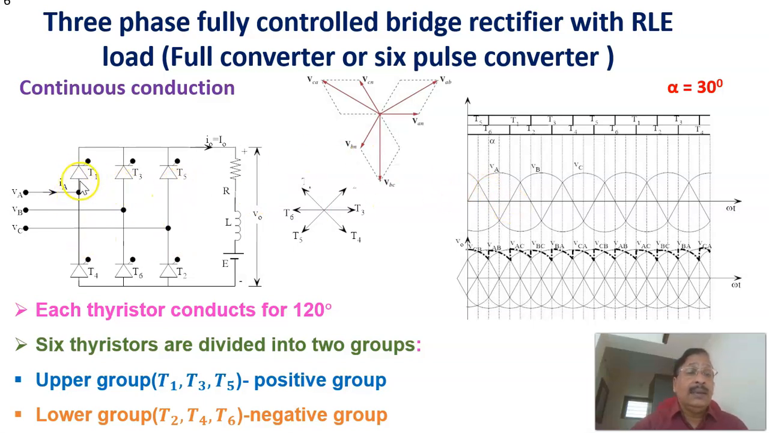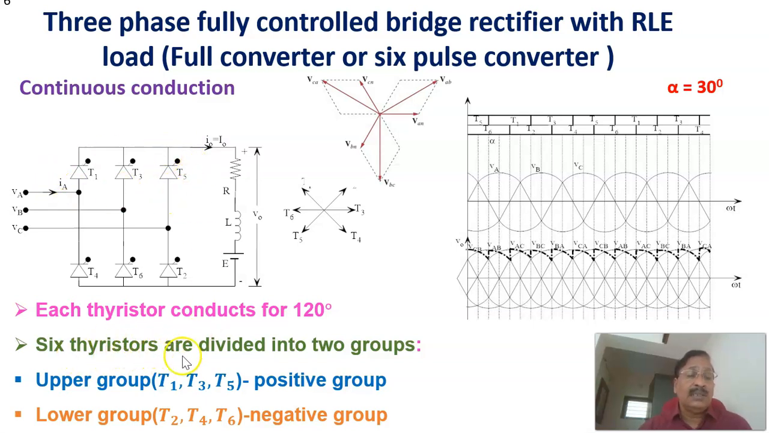And here, the 6 thyristors are divided into two groups. We call this the positive group, and this the negative group. Positive group means that these switches conduct during the positive half cycle, because in that instance they are getting forward biased. When this is positive, this is getting forward biased. That is why they are called the positive group.